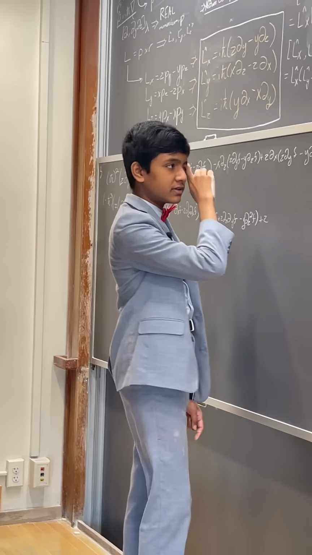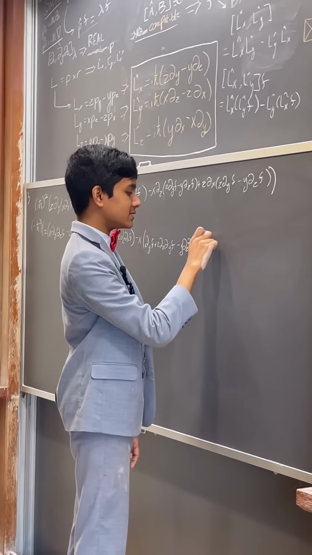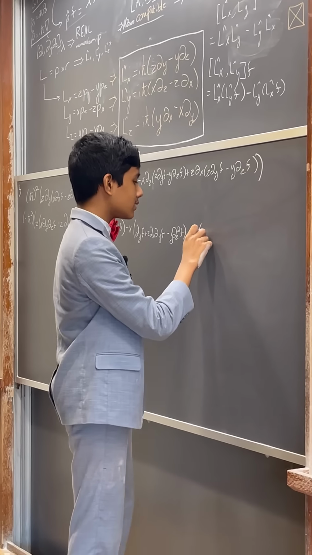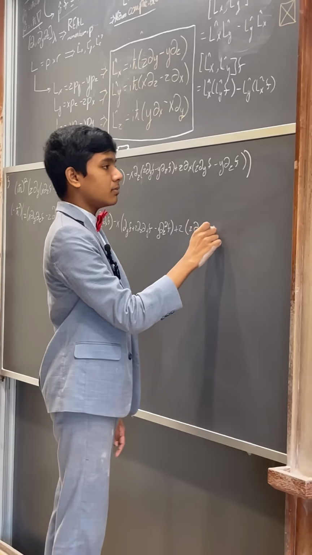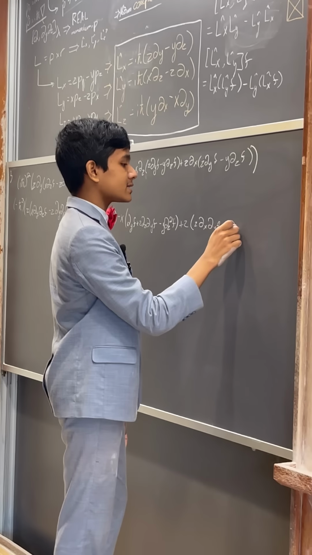Plus z, what happens when you distribute this? Well, there's no x's here, so we don't have to worry about that. We get z partial x partial y f minus y partial x partial z f.